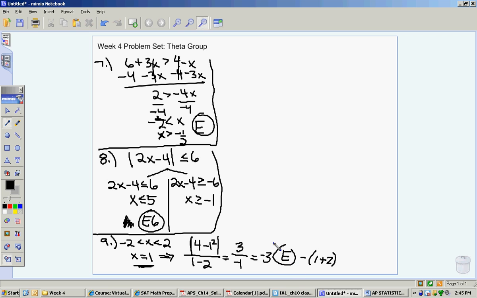On to number 10. In 10, we're talking about two lines that are parallel. Parallel lines have the same slope. So, if we find the slope of that first line, remembering that the slope formula, rise over run, is y2 minus y1 over x2 minus x1. The slope for line K is 2 minus 0 over 6 minus 4. That gives us 2 over 2, or 1.